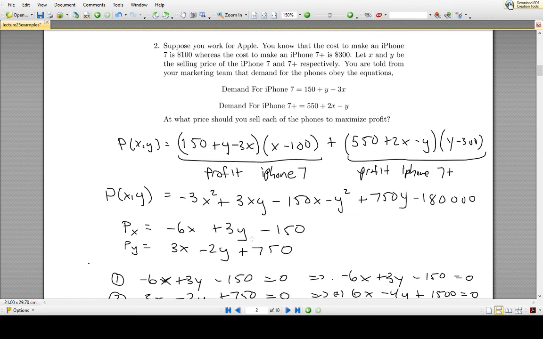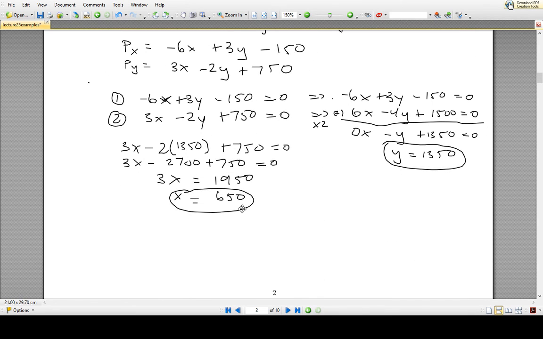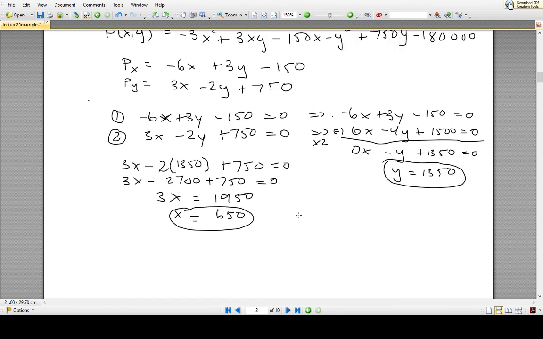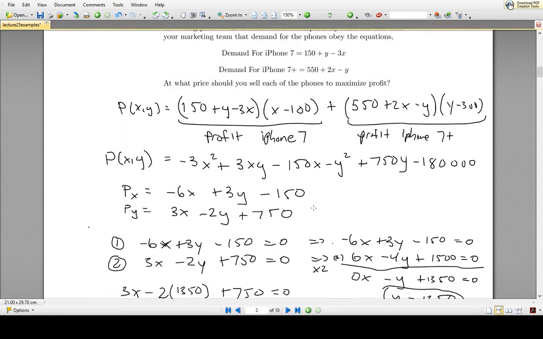Now what we should probably do is classify this point to see if it's actually a max or a min or a saddle point. But I think I'll just leave that for now and just point out that this would be the critical point for the profit.